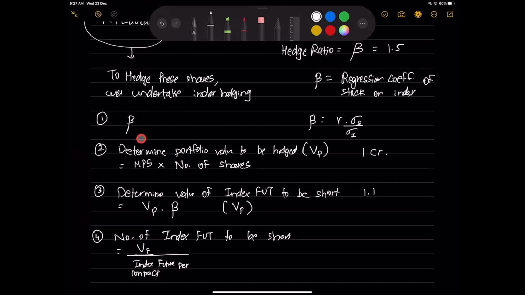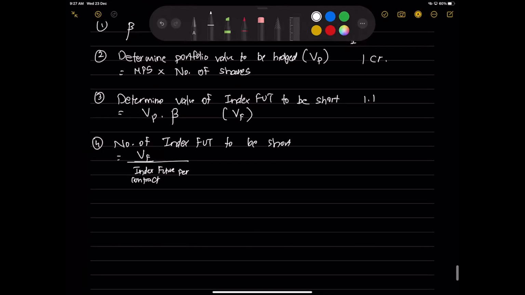Are we good with it, everyone? Yes, sir. Okay. So I just want you to first download the data. I will give you the dates, from when to when you have to download the data.